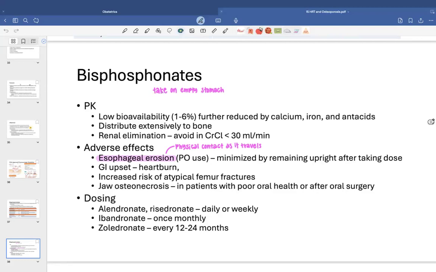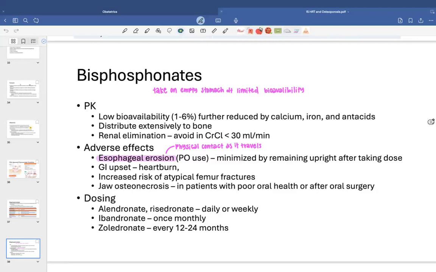Fortunately, we can get away with not having to dose these drugs every day. Alendronate and risedronate can be given once a week. Ibandronate, Boniva, is a formulation designed for once-a-month dosing, and zoledronic acid can be given as an infusion once every 1 to 2 years. So really the oral dosing with alendronate and risedronate is the one we're really concerned about as far as the esophageal erosion. Questions on bisphosphonates? That's really the one you're going to see the most frequently.